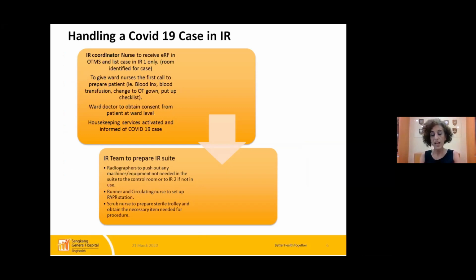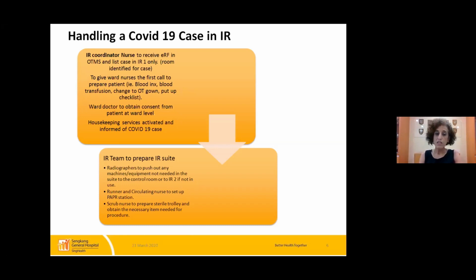We don't have paper in our hospital. Then she, as the coordinating nurse, gives a call to the ward nurse in the isolation area to get the patient ready for the procedure, check that the bloods have been done, whether the patient has been put up, has the checklist been performed, and whether any blood transfusion or any other products are needed.